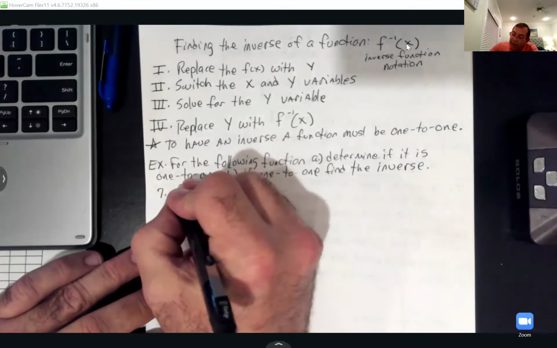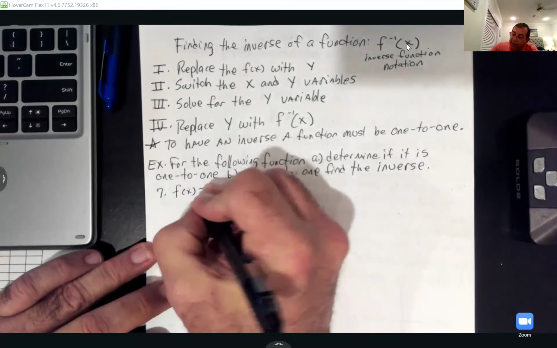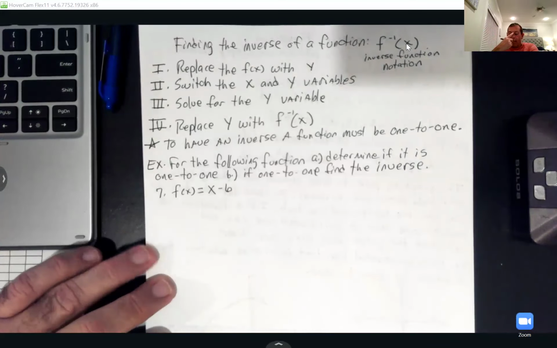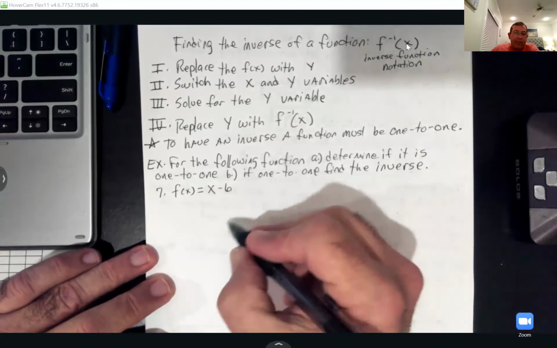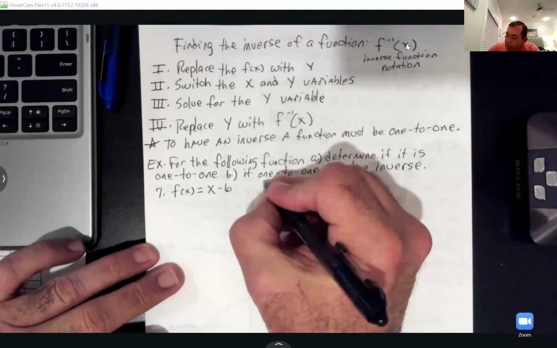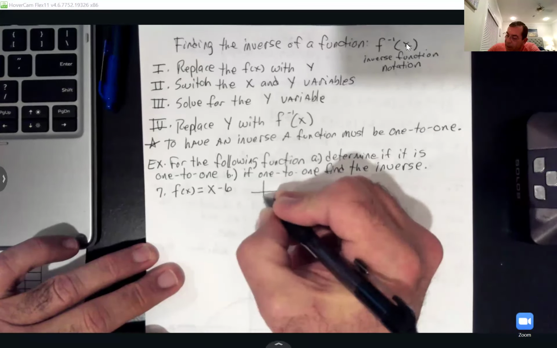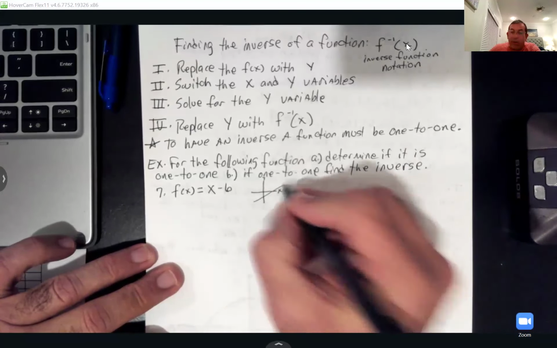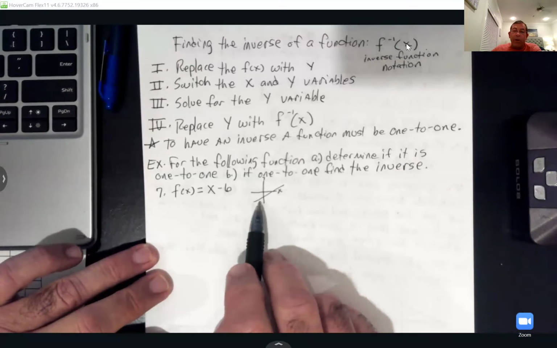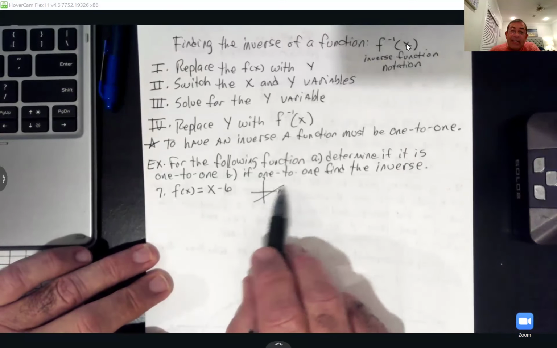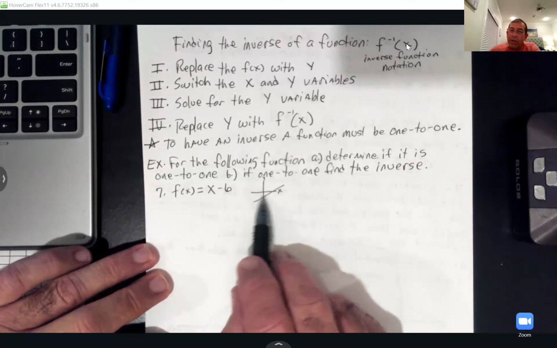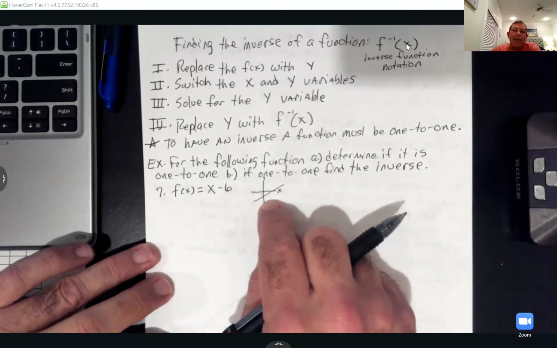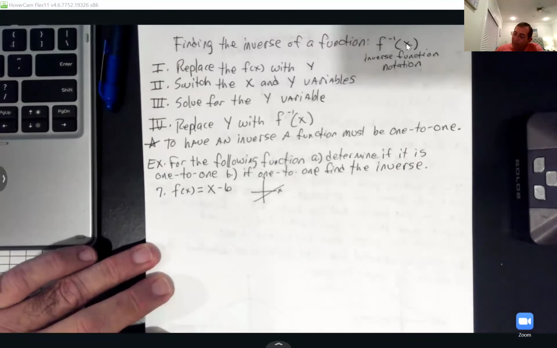So they're giving me f of x equals x minus 6. All right, if you wanted to graph this, there's your x and y. This is just a line going uphill left to right, but guess what? It passes the horizontal line test, so it's going to be 1-to-1. So y'all don't even waste time having to graph them. Just put yes for A.